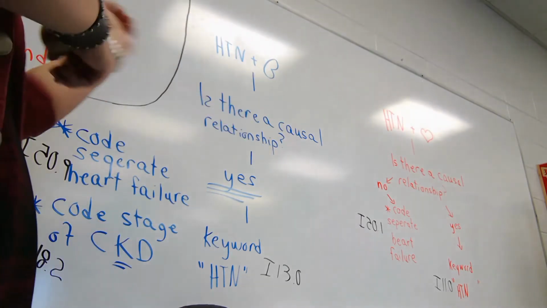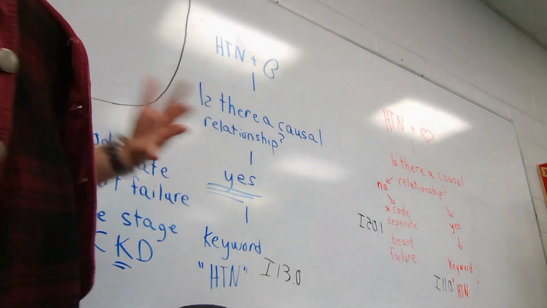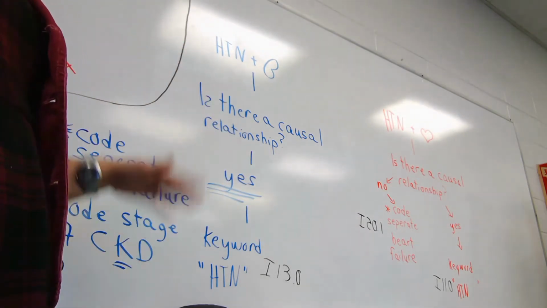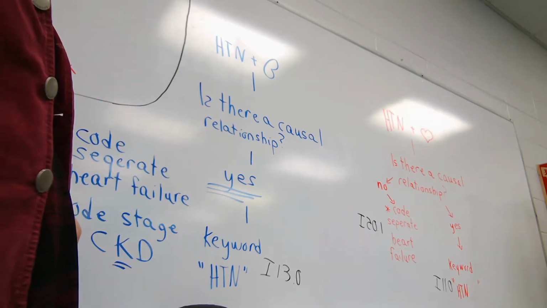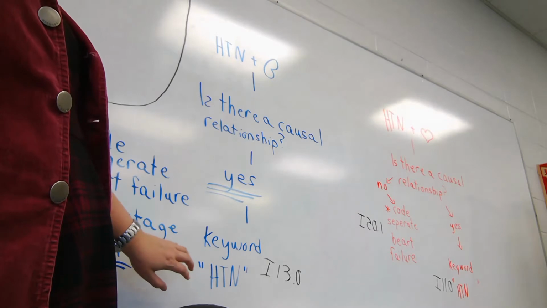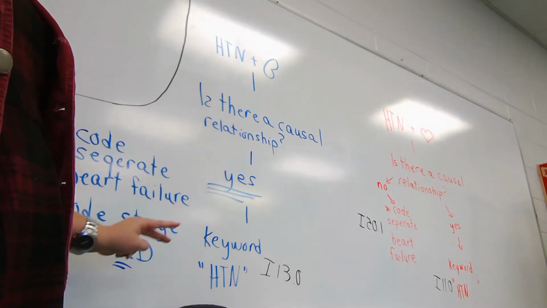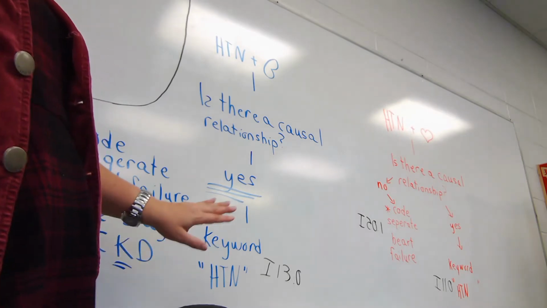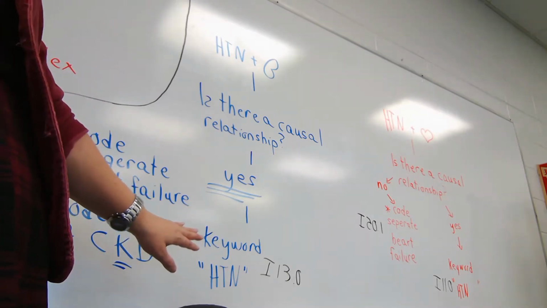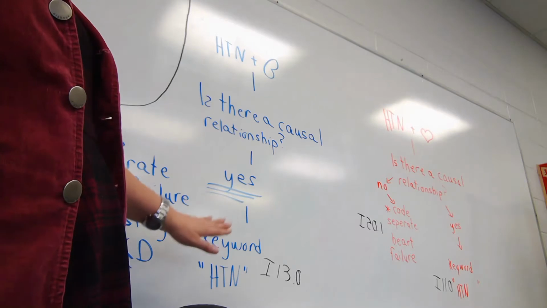Okay. If it's yes, then you would code it like you would normally code it using MAT if there's not a causal relationship. If there is a causal relationship, then you are going to code them all separately. Okay, so the keyword is still going to be hypertension, but it's going to be hypertensive with chronic heart disease and heart failure.